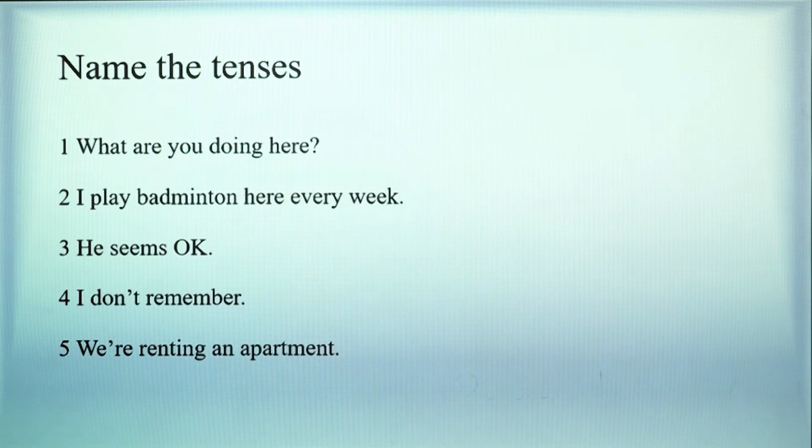Next sentence, I don't remember. What do you think? What tense is it? It's the present simple. You can see from the auxiliary verb do. And the last one, we're renting an apartment. So this sentence is in the present continuous because we can see from the auxiliary verb are and the ending ing that takes the main verb.